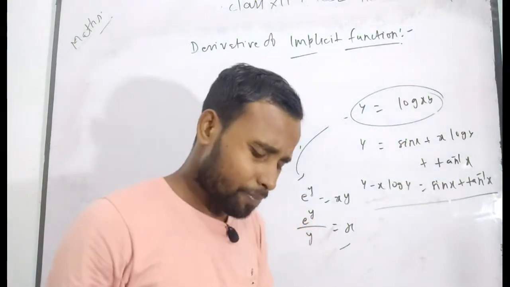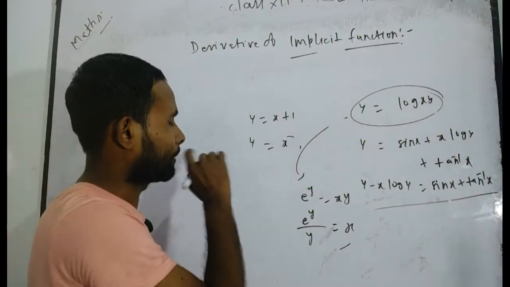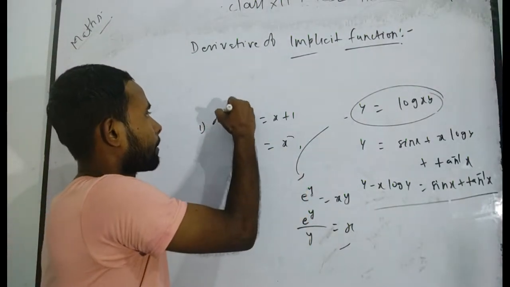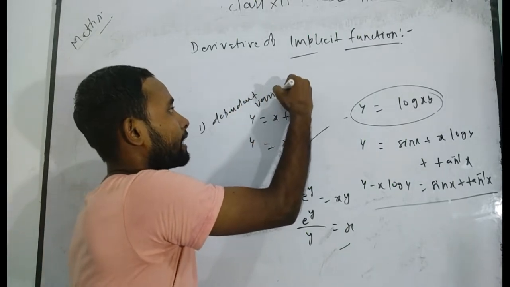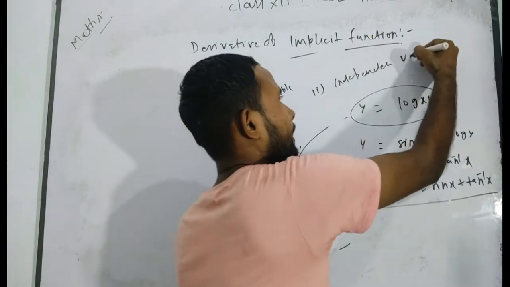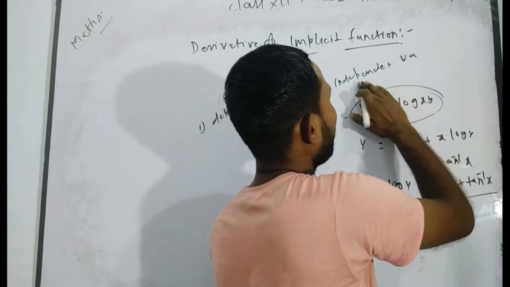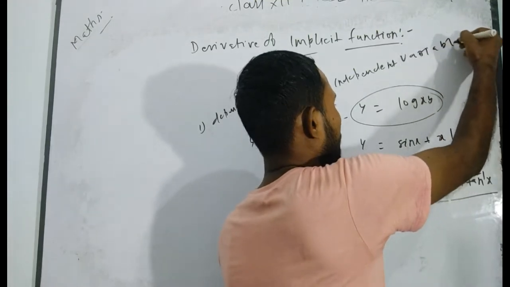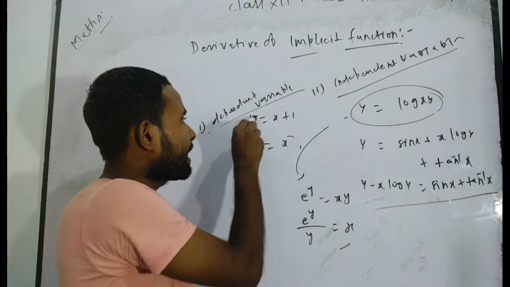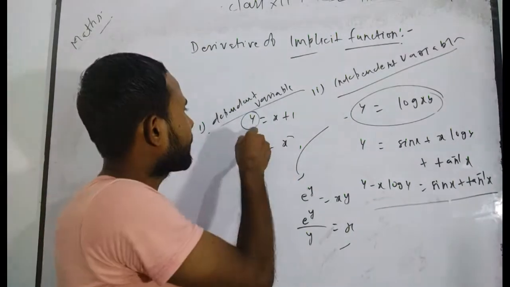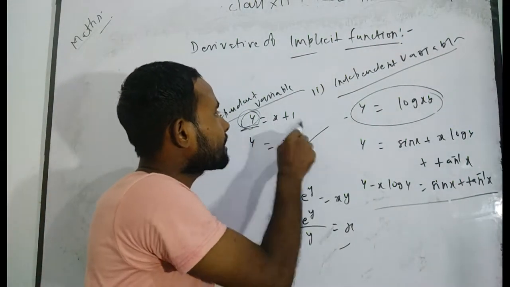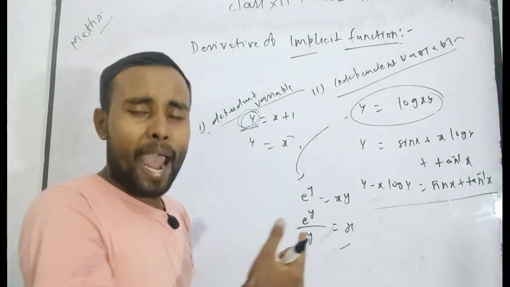Implicit function means, again, I want to give you some important points. I will use two important terms in the definition. The first is the dependent variable, about which I have already told you in an earlier class. Still I will tell you. The second is the independent variable. Dependent variable means that y is a variable that is completely expressed in terms of x, and the value of y depends upon x.